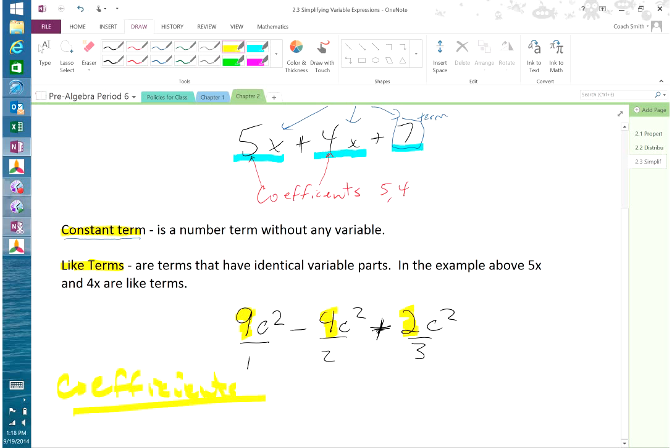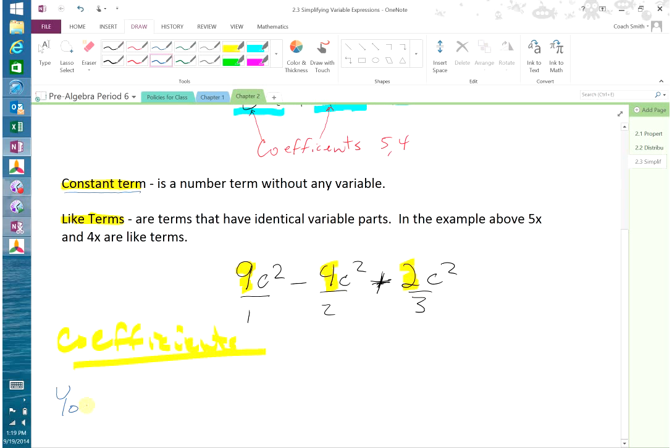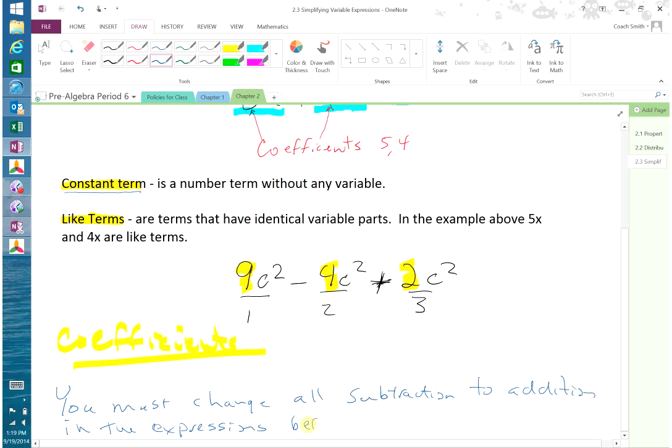Now, anytime, you must change all subtraction to addition in the expression before you can do anything. Okay, you must change all subtraction to addition in the expression before you can do anything.